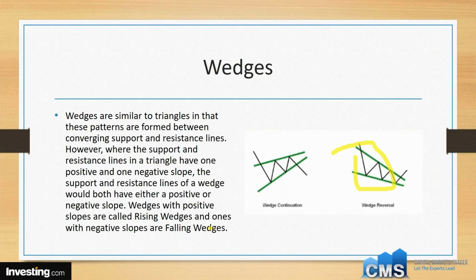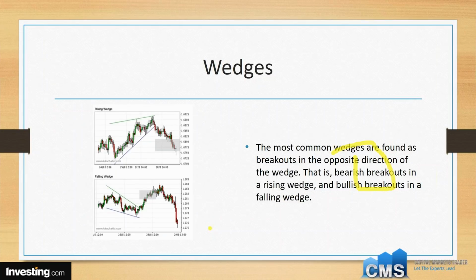Again, you don't have to remember all these names. I mean, they're easy to remember, but you'll see them on the chart. You'll look at them and say, oh, it looks like a triangle, but it hasn't come together. Well, then you know it's a wedge, but the explanations don't vary. So if you call it a triangle instead of a wedge, it still has the same outcome. The most common wedges are found as breakouts in the opposite direction of the wedge. That is, bearish breakouts in a rising wedge and bullish breakouts in a falling wedge.